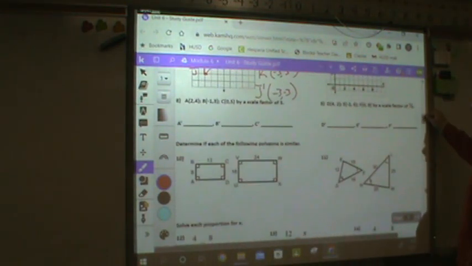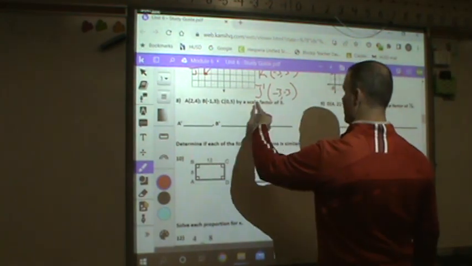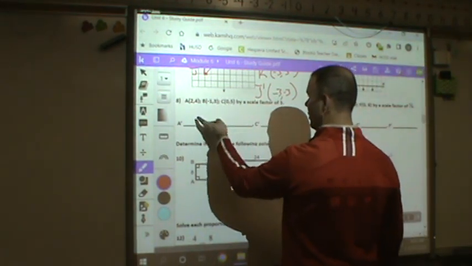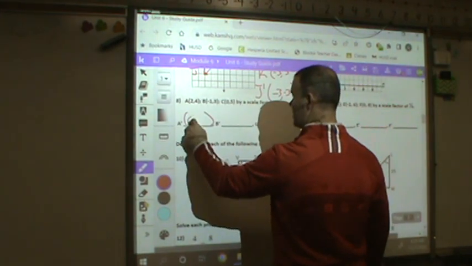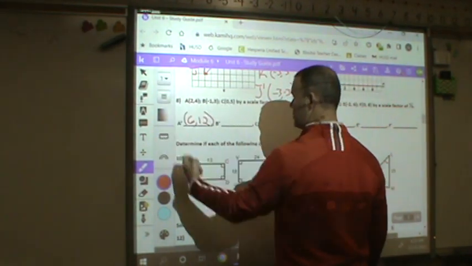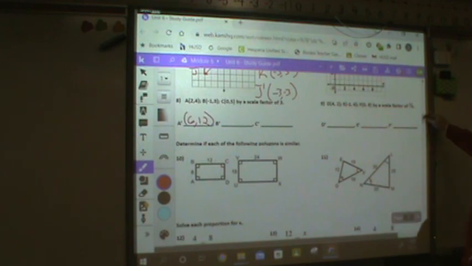You would do the same process with 8 and 9. By a scale factor of 3, every point gets multiplied by 3, so A prime is going to be what? Well, 2 times 3 is 6, 4 times 3 is 12, so A goes from 2 and 4 to 6 and 12, same thing.